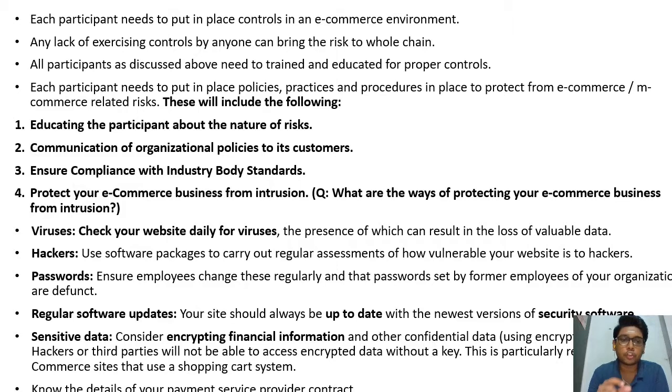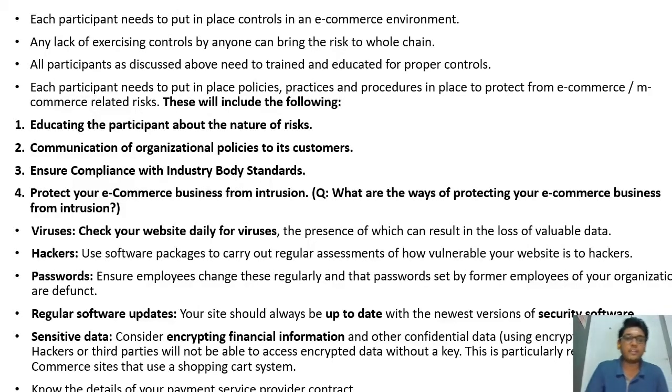Next, regular software updates. Your site should always be up to date. It should be up to the new technology or a new version of security software. I should not have very old software protecting my system. All the technology should be up to date as per the new technology.